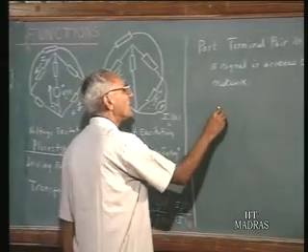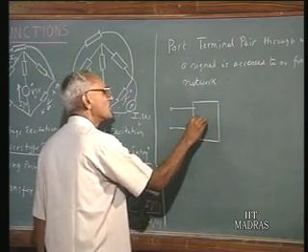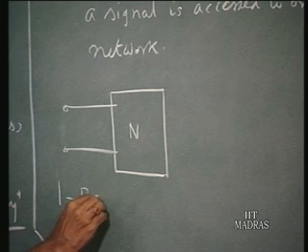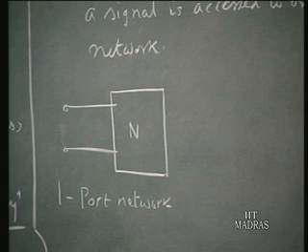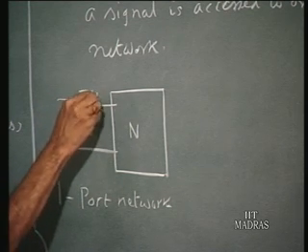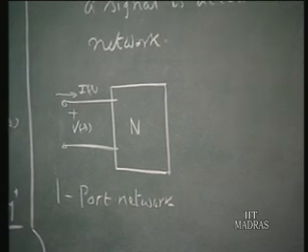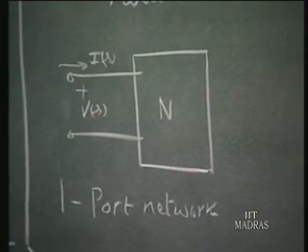Now, suppose you have a network with two terminals, then this is called the port associated with this network N. This is called a one port network. When we are dealing with one port networks, we are mainly interested in the voltage and current relations of this network. In the Laplace transform domain, these are V(s) and I(s). So the ratio of voltage to current or current to voltage is what we are interested in. We are not particularly interested in what is happening inside. We are interested in the behavior of the terminals, and this is called a one port network.